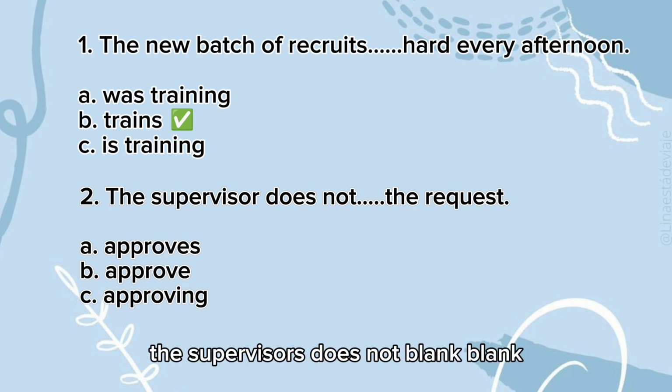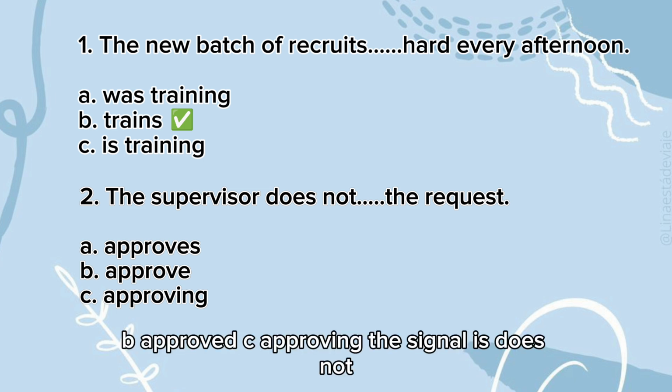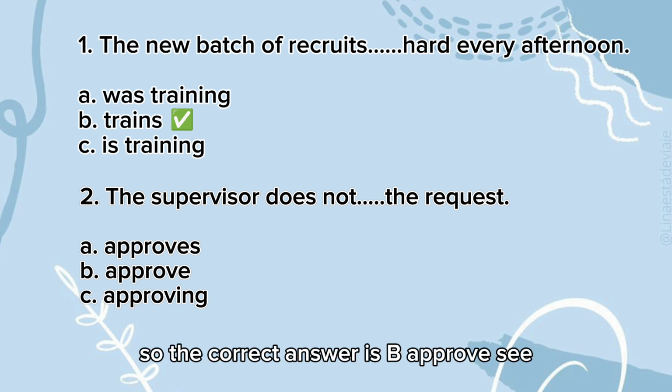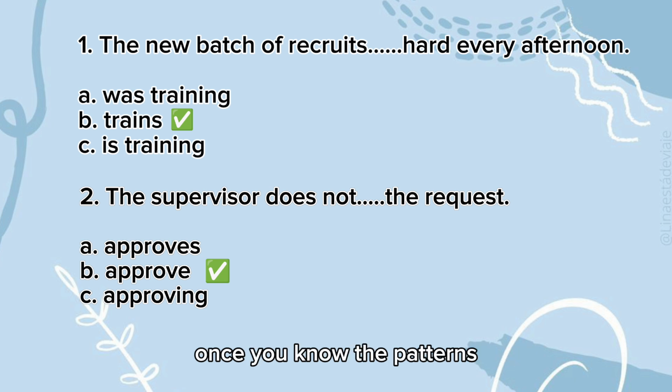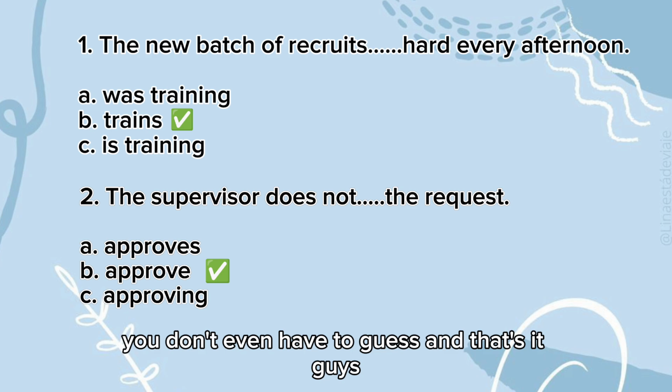The supervisor does not blank blank blank the request. A, approves. B, approved. C, approving. The signal is does not. Once we have does, the main verb must stay in the base form. So the correct answer is B, approve. See, once you know the patterns, it's super quick to figure out the answers. You don't even have to guess.